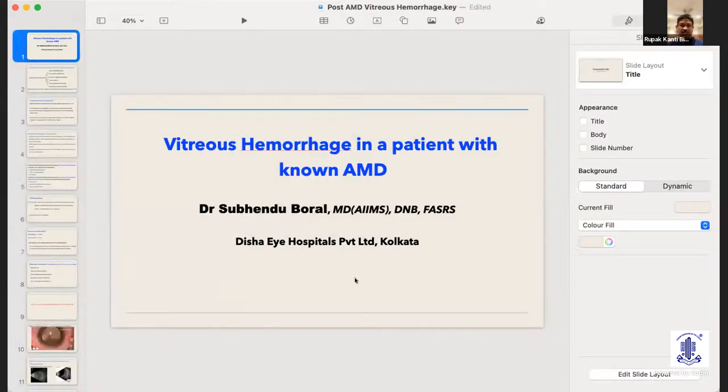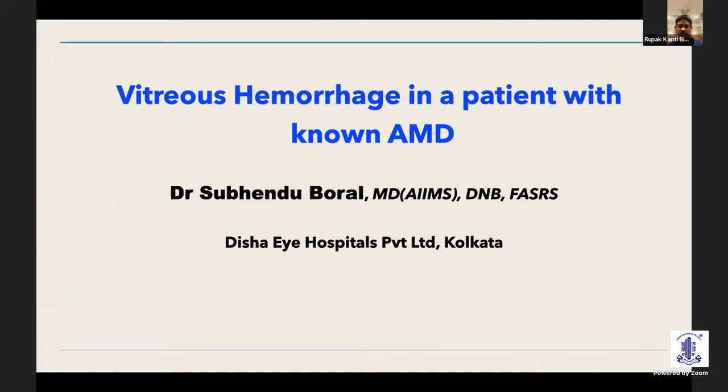So what happens when you have a vitreous hemorrhage with a background of known macular degeneration, especially age-related macular degeneration? For that, Dr. Shubhendu Boral will talk. He's a senior vitreoretinal surgeon at Disha Eye Hospital, Kolkata, a surgeon par excellence, and an excellent human being. Dr. Shubhendu, please.